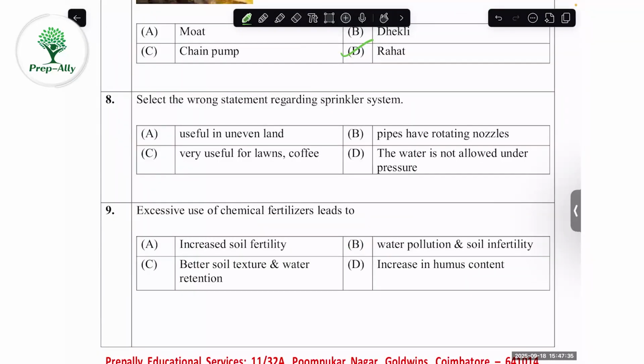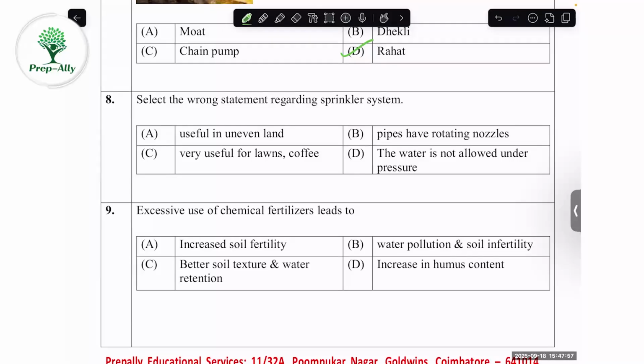Eighth question: select the wrong statement regarding the sprinkler system. You know the sprinkler system: a sprinkler sprinkles water continuously. It is used in uneven land. We'll see which statement doesn't apply to the sprinkler system. Option A, useful in uneven land. Yes, definitely it is useful in uneven land.